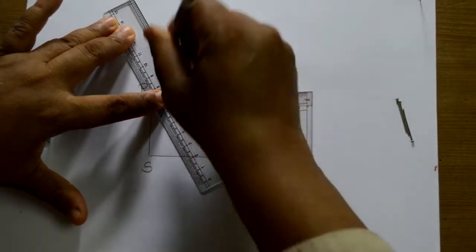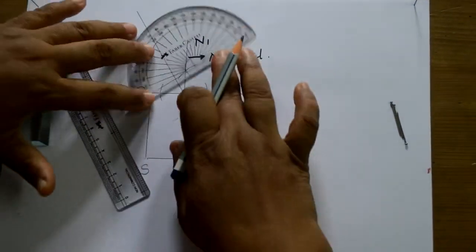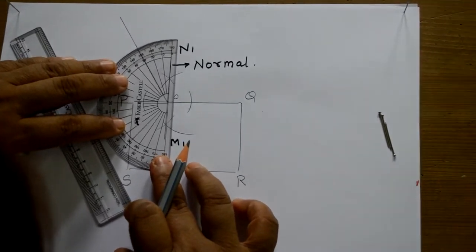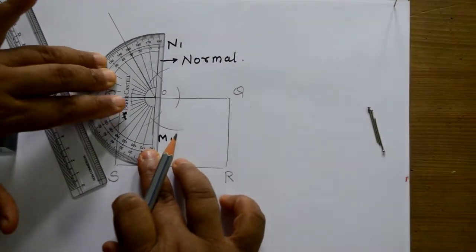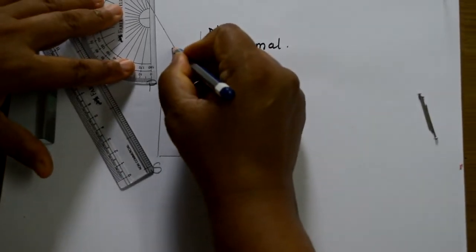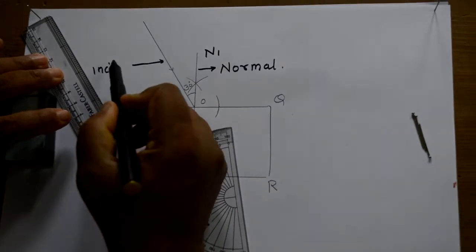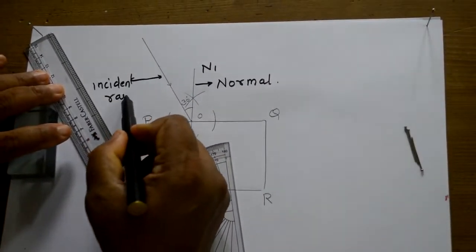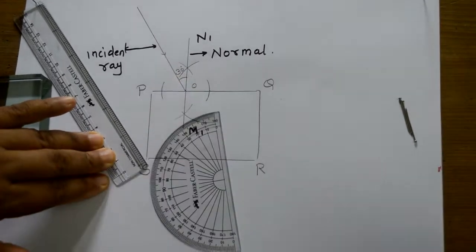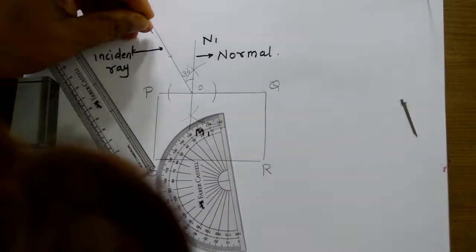Draw a line. Measure the angle to check if it is 30. Yes, it is 30 degrees. This angle is the angle of incidence and the line is the incident ray. The angle made between the normal and the incident ray is the angle of incidence, which is 30 degrees. I locate 2 points on the line and fix 2 pins, pin 1 and pin 2, exactly on the line.